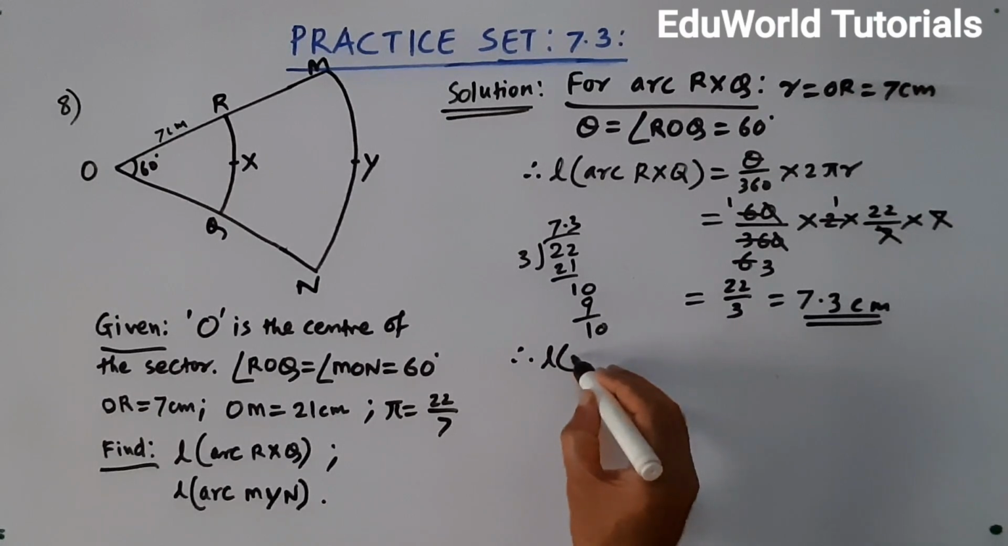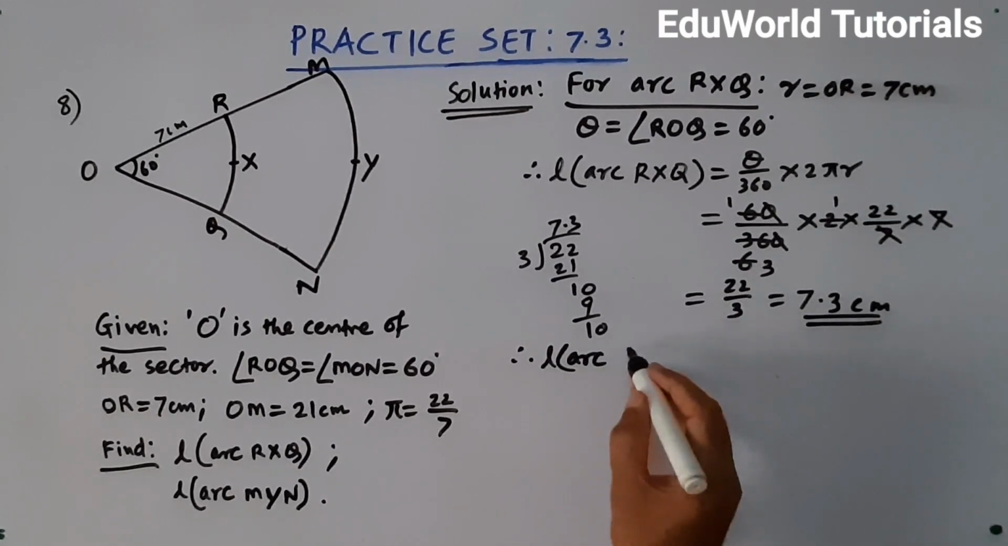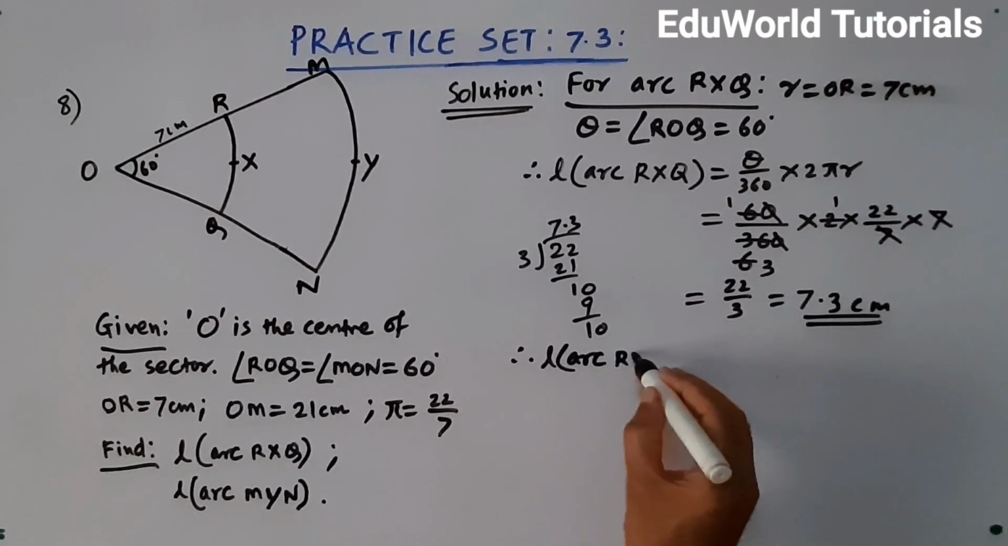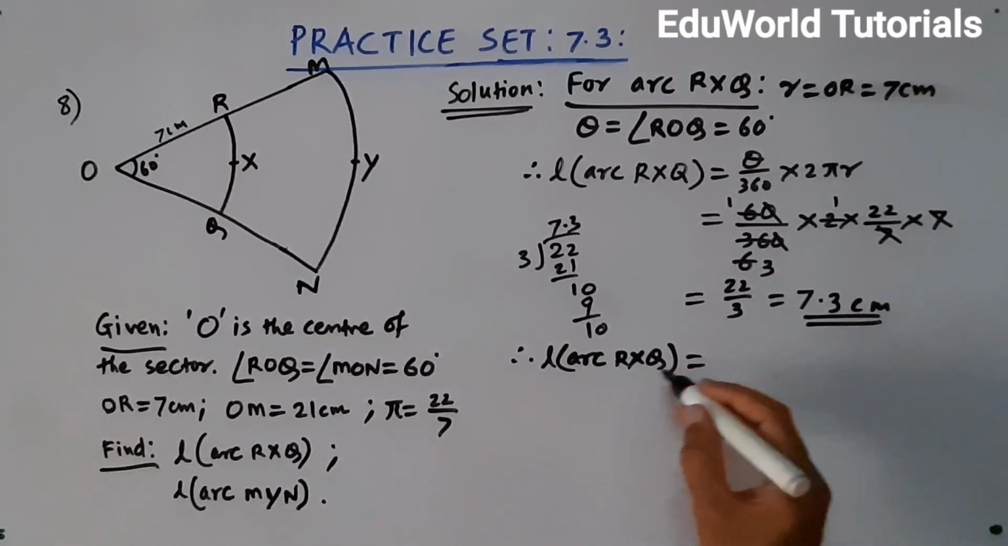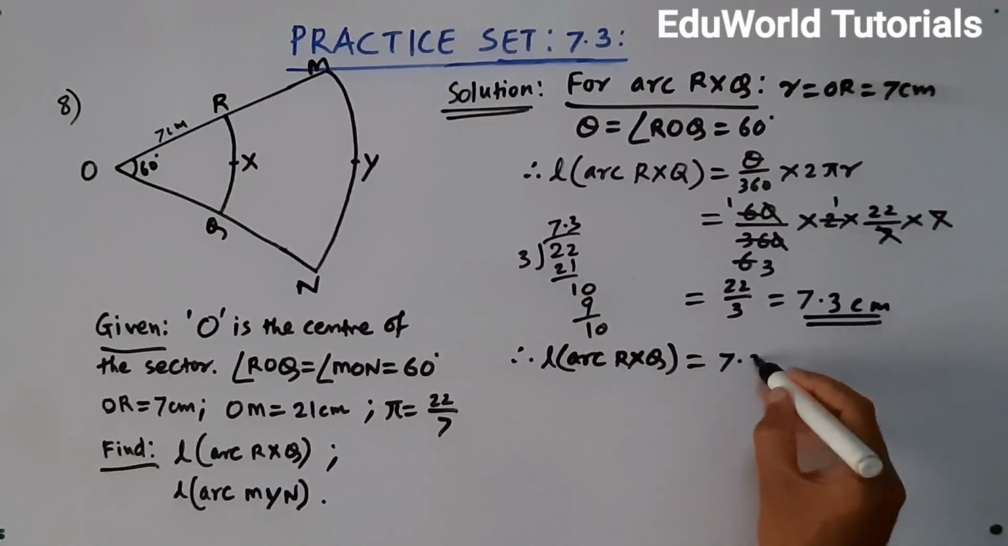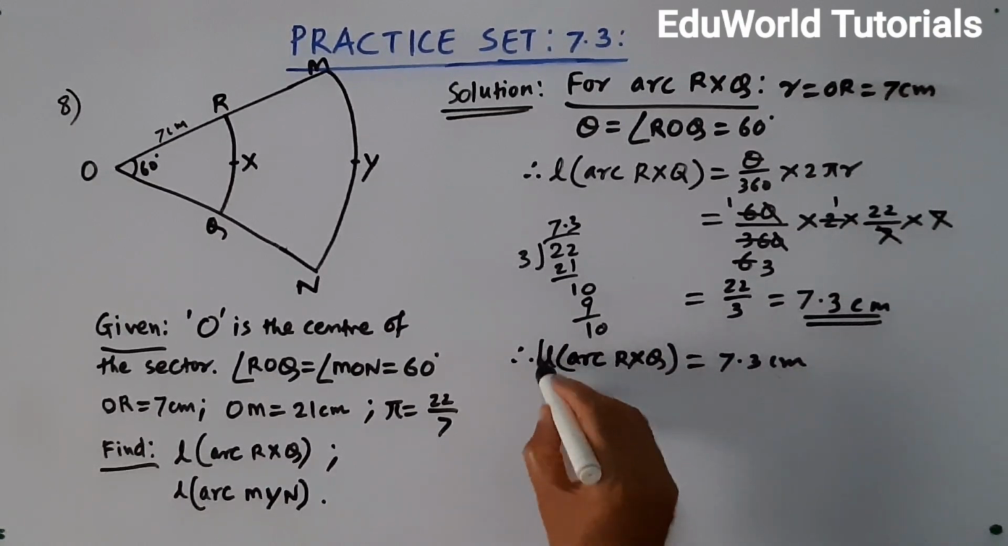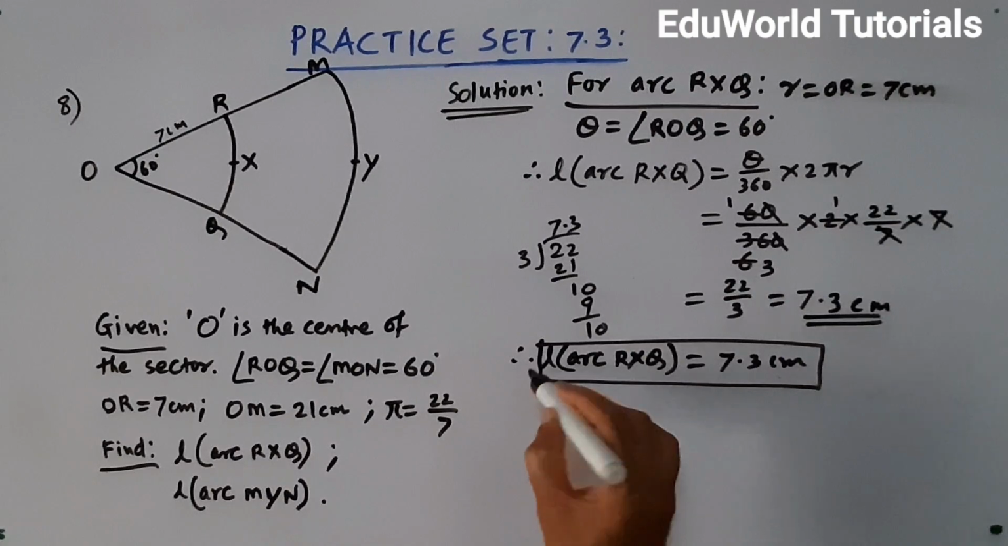We have our original method of writing the answer and putting it in the box. So length of arc RXQ, normally I am not doing it at the end of every sum, but you have to do it. So length of arc RXQ is 7.3 centimeter. This is our first answer.